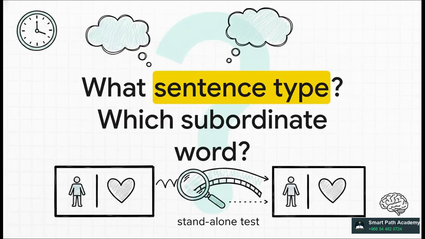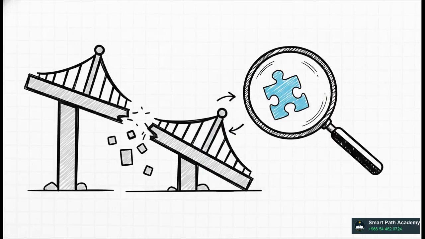Using our rule, question 1, what type of sentence is this? And question 2, which word begins the subordinate clause? Remember your standalone test. Can both sides actually survive on their own? All right, let's break this down together.